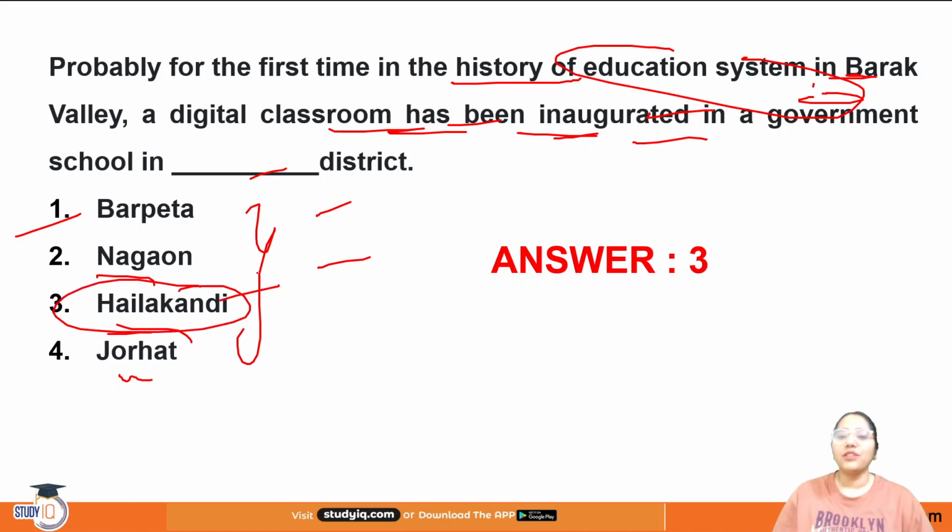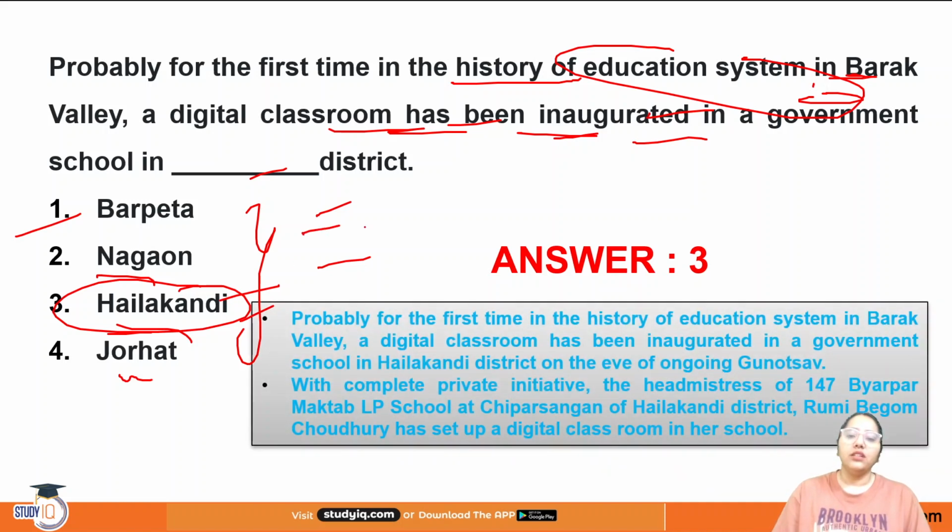The digital classroom has been inaugurated. So it will promote the digital education. It will increase the technology use in the education, and it will also enhance the accountability and transparency in the education system. So for the first time, this digital classroom has been inaugurated. It has been inaugurated on the eve of Gunotsava. If you have seen my previous videos, then I have covered the Gunotsava very appropriately in one of the videos. I'll try to cover it here also, what is Gunotsav, what are the objectives?